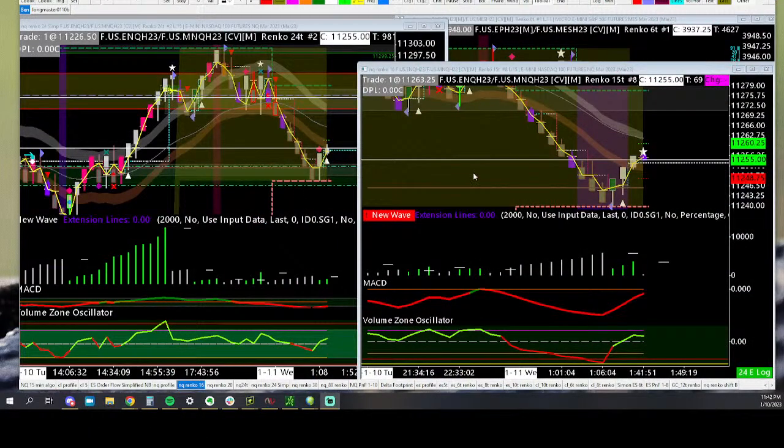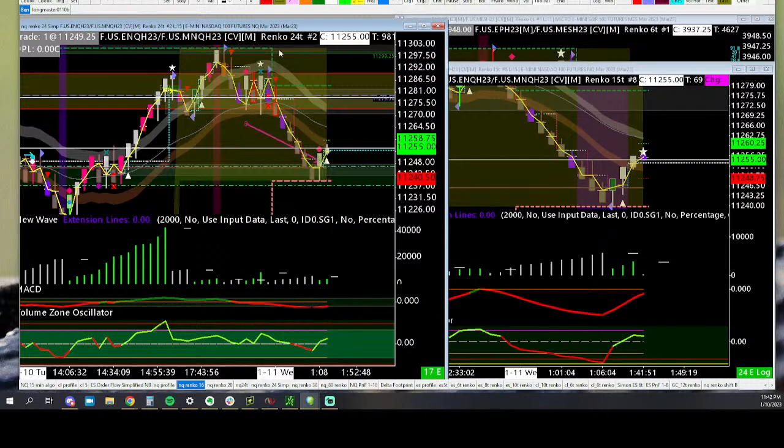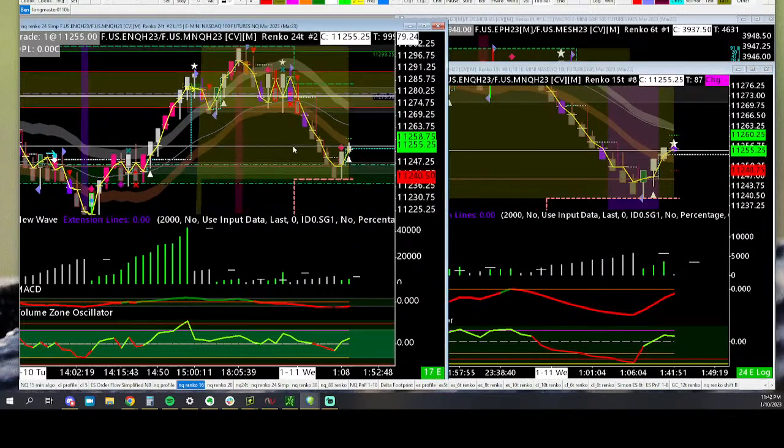I'll show you my trade that I'm in currently. I actually got long here. I'll show you why. It's just a scalp, and we don't know if it's going to work or not, but I will explain myself here.